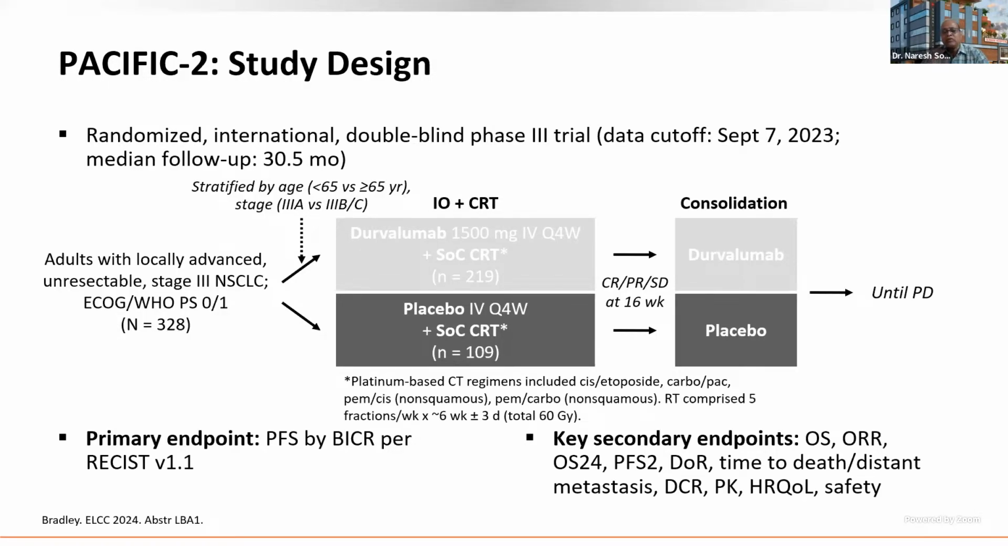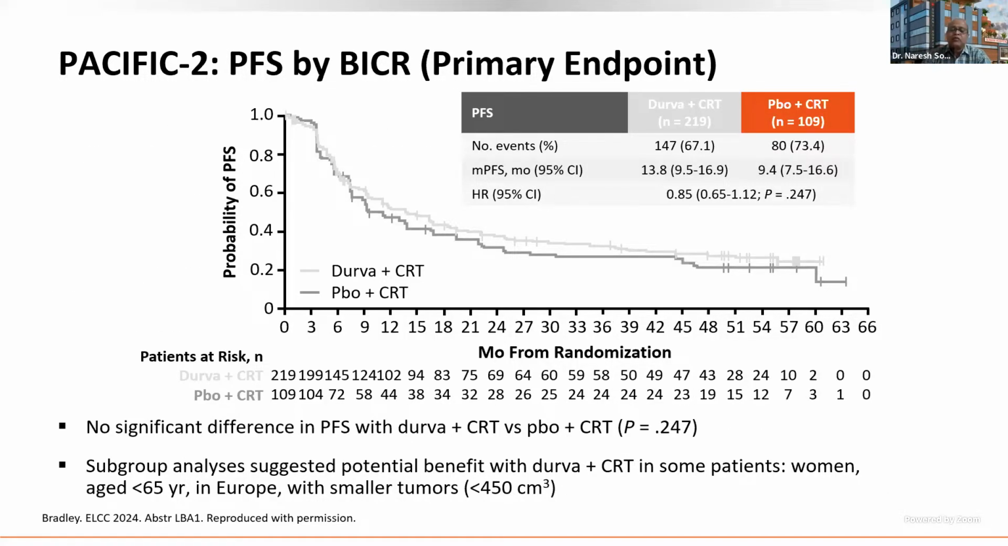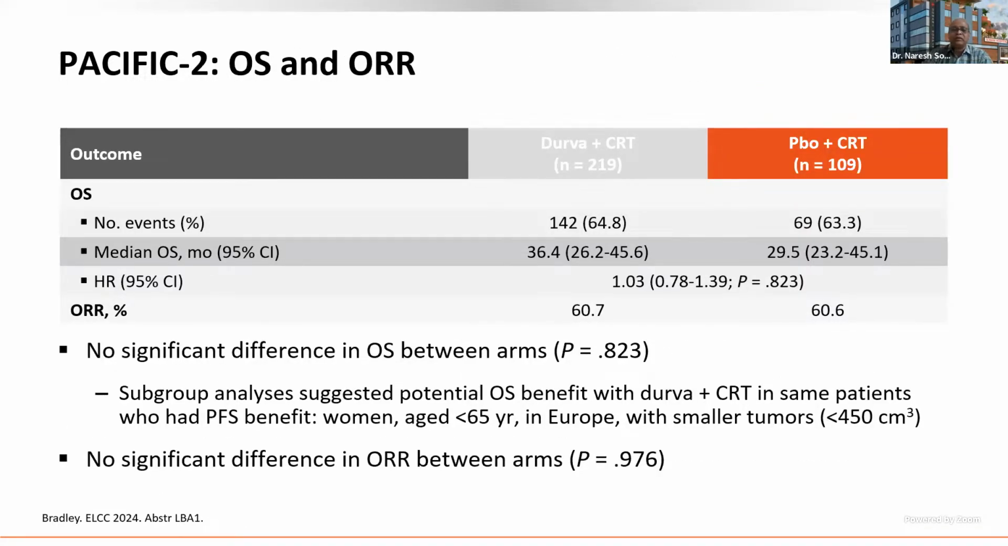This is the schema of the trial. So simply, it is shifting the immuno-oncology drug from post-chemoRT to upfront along with the chemoradiation therapy. And this trial failed to show the benefit of shifting durvalumab from post-CTRT to upfront CTRT, and probably there is no difference except in a subgroup of patients, like female patients, age less than 65, European patients, and patients with a smaller tumor size, that is less than 450 cubic centimeters. So probably a very small subset of patients where it may be of some importance.